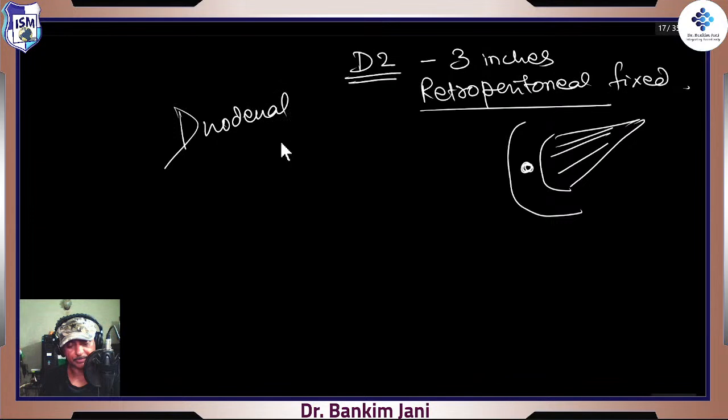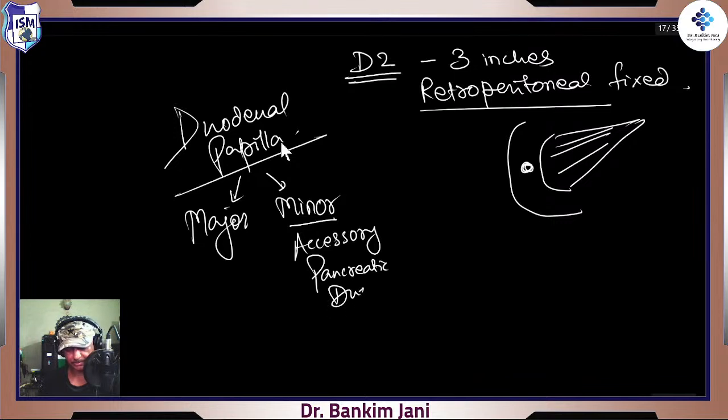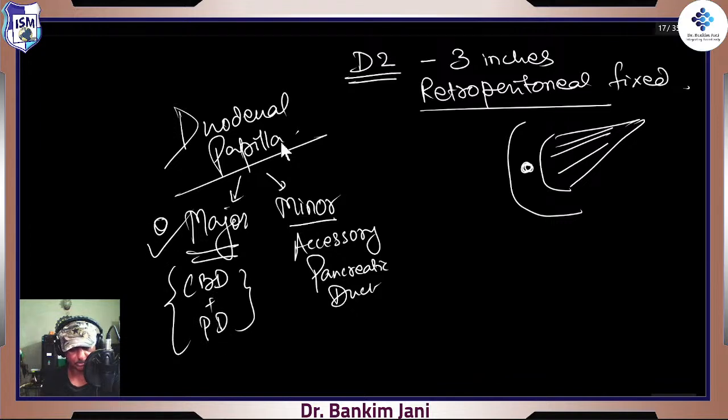duodenal papilla, right? It is duodenal papilla. One is always present, second is optional, right? So this is like major, and there is a small opening, minor. Small opening if there is accessory pancreatic duct, right? If there is accessory pancreatic duct. Otherwise, this major, you know it, it is for common bile duct and the major pancreatic duct. So they are always present, and this is good to go.